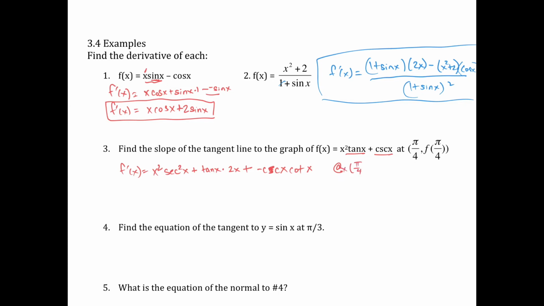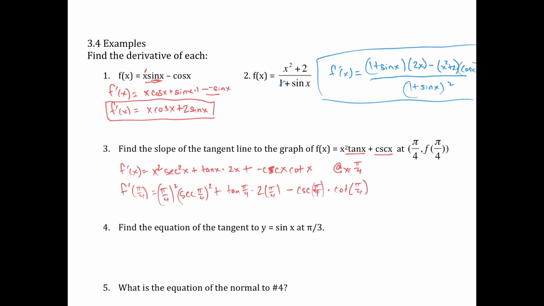At x equals pi over 4. Let's clarify that. Let's write that a little bit better. At x equals pi over 4. So, that means we are plugging in f prime of pi over 4. So I get pi over 4 squared secant pi over 4 squared plus tangent pi over 4 times 2 times pi over 4 minus the cosecant pi over 4 times the cotangent of pi over 4.